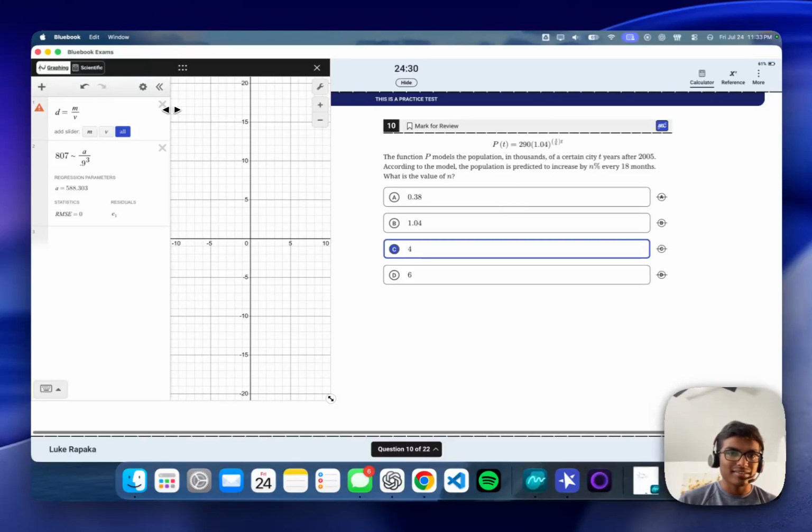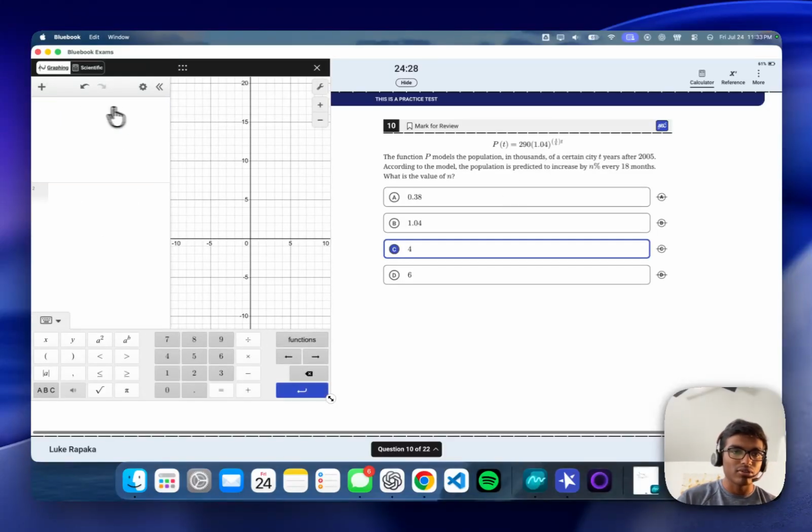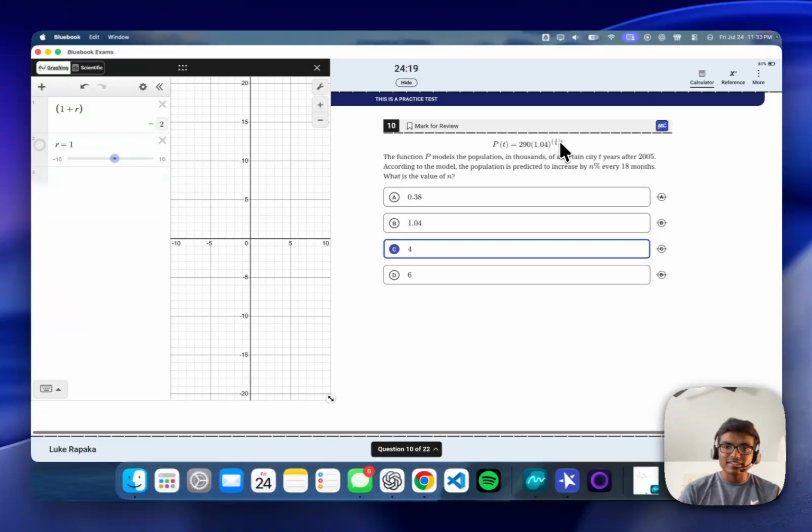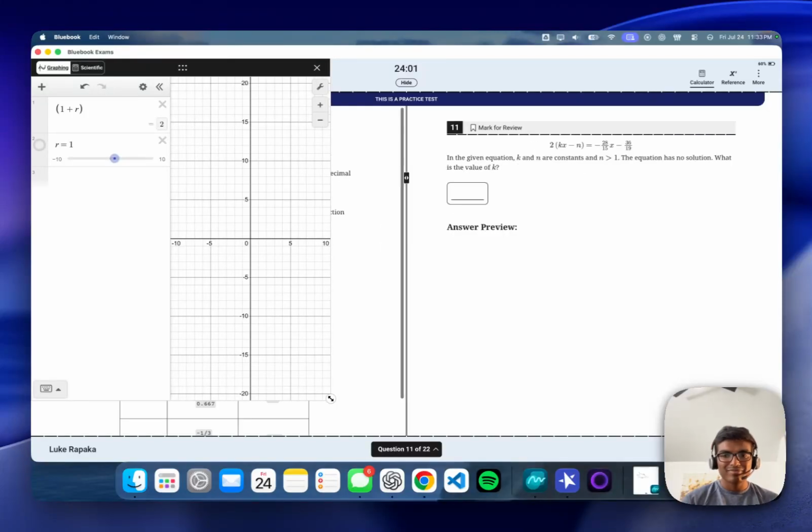And I know this because of what I said earlier about the whole 1 plus the rate thing. Since it increases by this, well, that's the exponent, which tells us that in the 18 months, it goes up by this 4%. Yeah, it's just like a rate thing. So, it goes up by 4% every 18 months. Yeah, that's all I can say really.